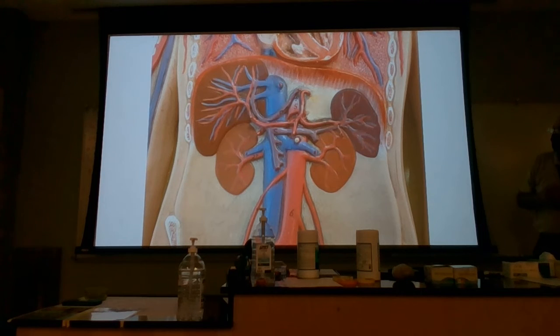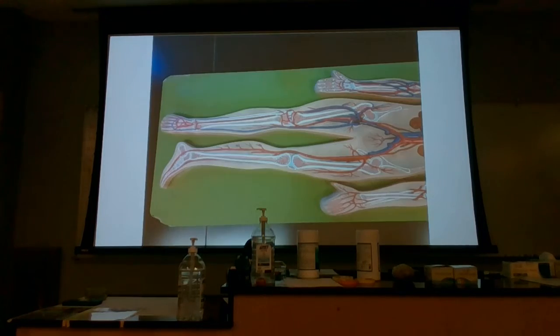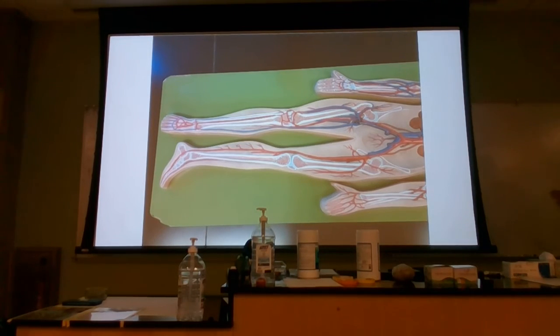So, now let's look at, are you guys good with the arteries of the abdomen? Miss anything here? Any artery miss? Oh, never mind. I don't think we started the sacral. Okay, now let's look at the arteries of the lower limb.